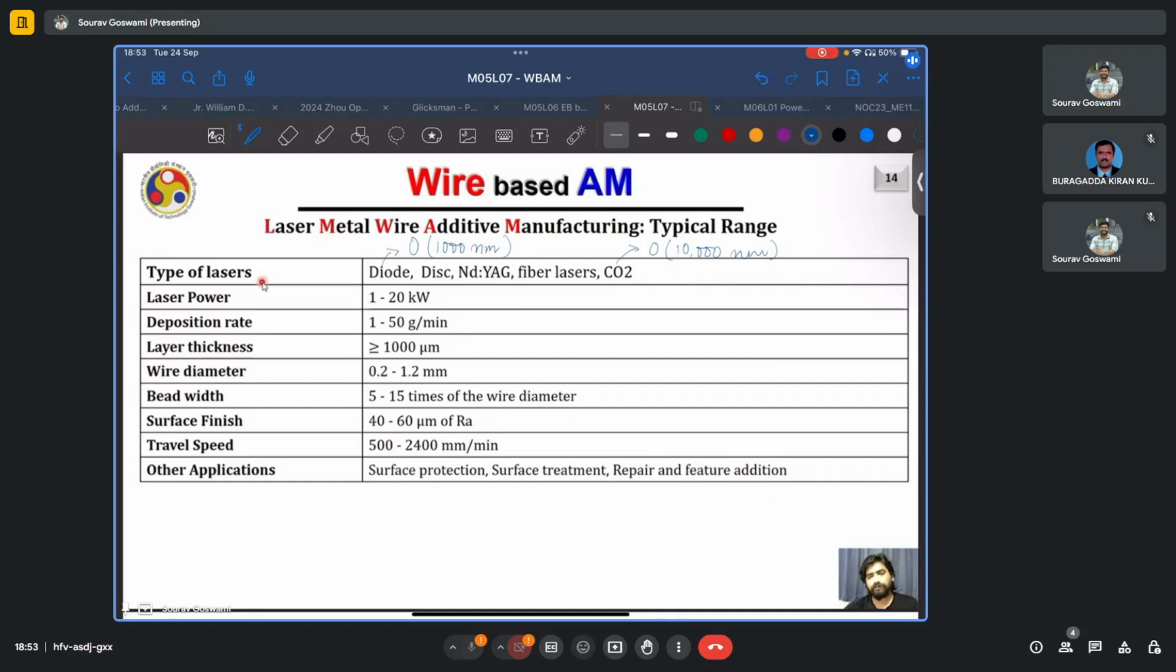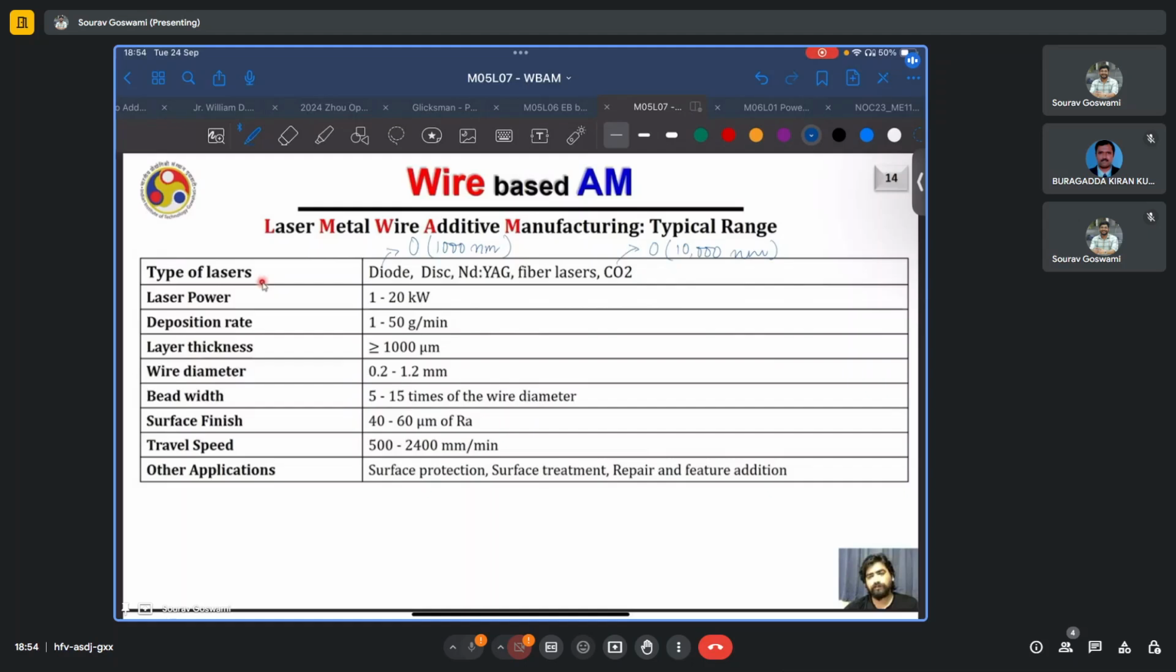The wire diameter, even though it says 0.2 to 1.2 mm, typically you will not use anything below 0.8, because welding wires are typically available in those configurations. The bead width can be anywhere from 5 to 15 times the wire diameter. However, this can be controlled and tuned further. The surface finish often is 40 to 60 microns.